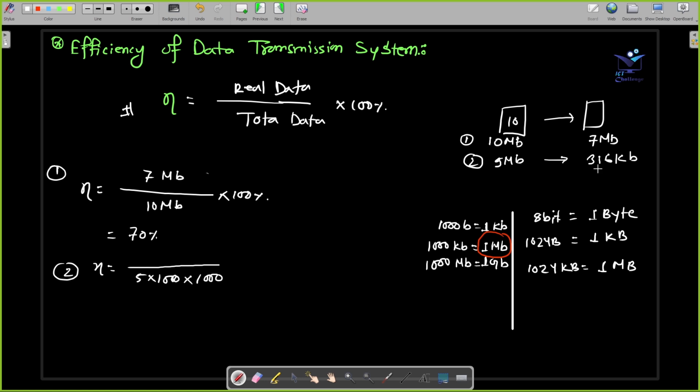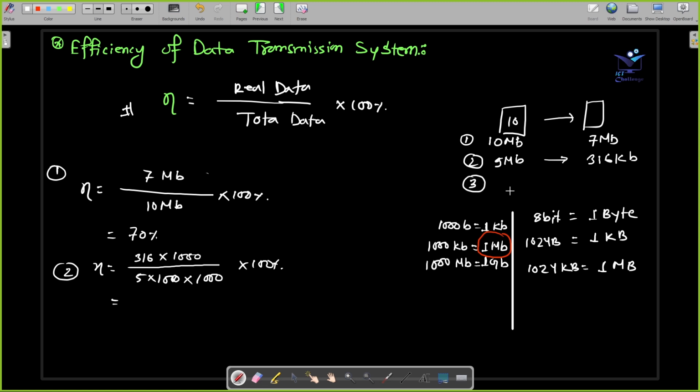Again you have 316 kilobit. This is your real data. So 316 is your kilobit data. Here we have it in kilobit position, and you have to go to the bit position. That means you have to multiply this value by 1000. So this is into 1000, into 100%. So you will get the result of this transmission system. Do you understand this?